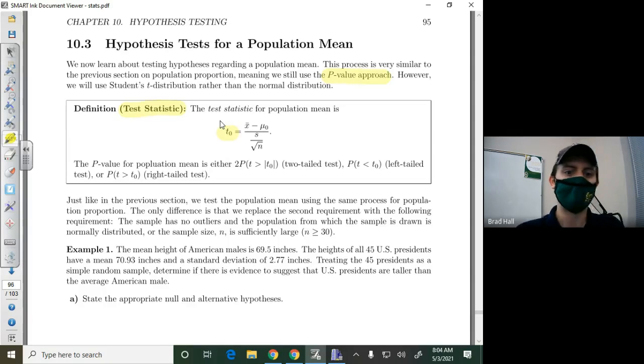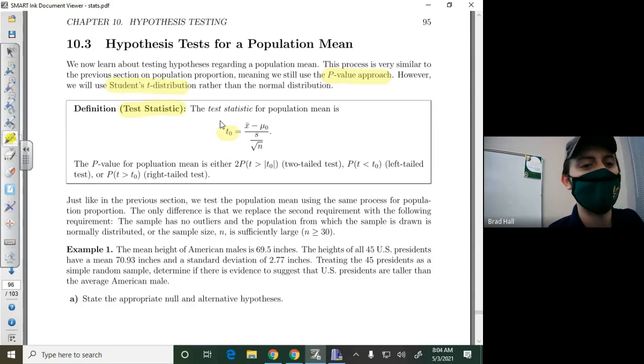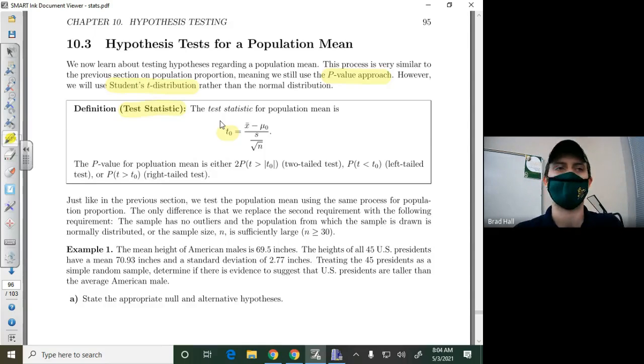And the t, this t with a little 0 next to it, t naught, as it's called, indicates that we're using a student's t distribution, which we talked about in section 10.1. So it's not a normal distribution, it's a student's t distribution. We talked about some aspects of that in section 10.1.